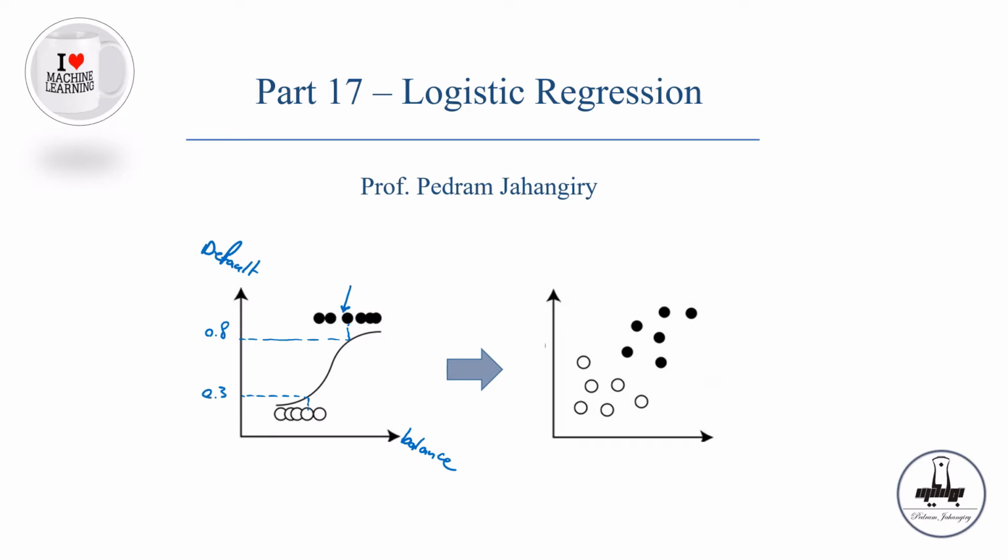Then we have to come up with a threshold, right? So let's say we assume that the threshold is 50%. If the probability of default is greater than 50%, that individual will default. If the probability of default is less than 50%, then that individual is going to not default, right? So if this is our threshold, then this individual is going to be classified as default, black. This individual is going to be classified as not default, white. So how do we come up with this threshold?